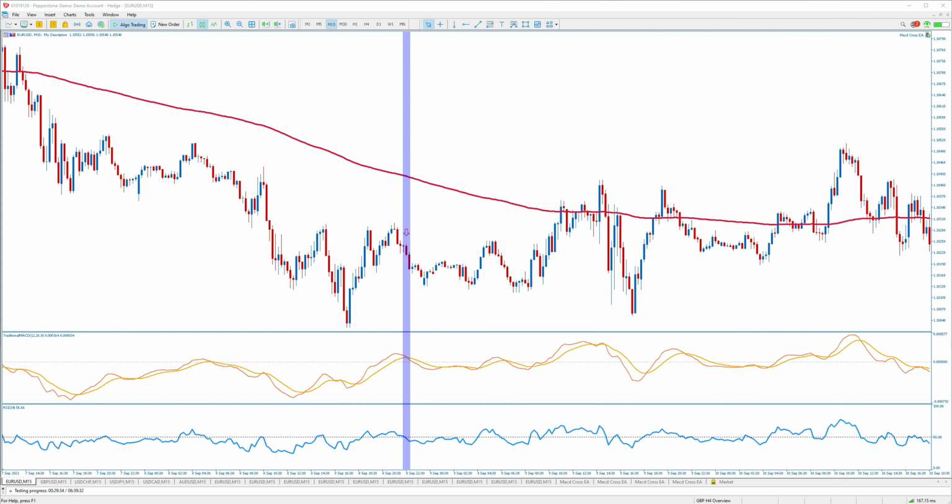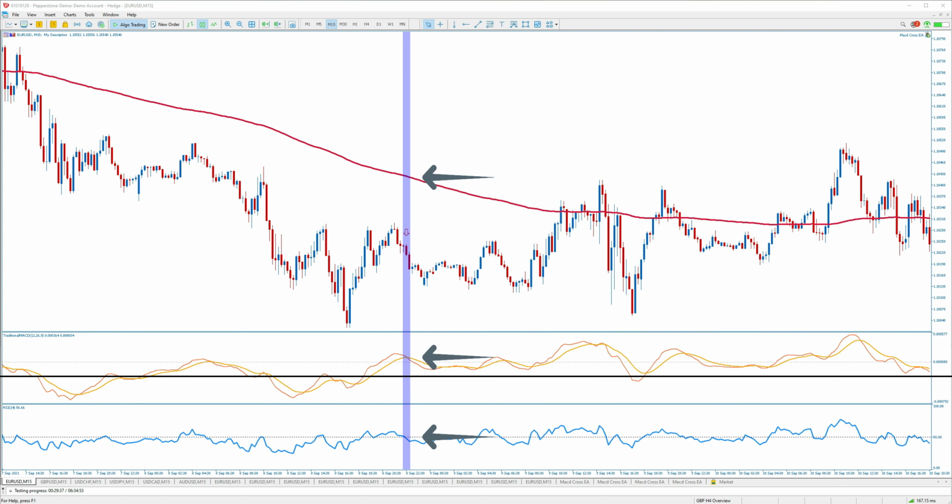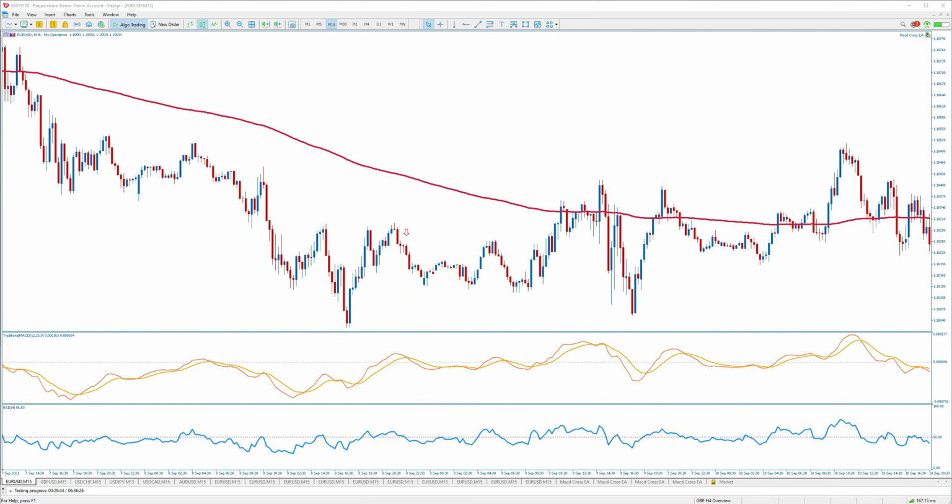For a short position, the rules are exactly the same but reversed. Here are a few examples.